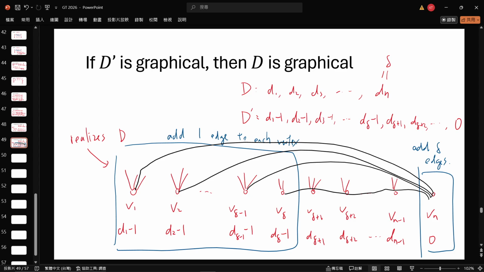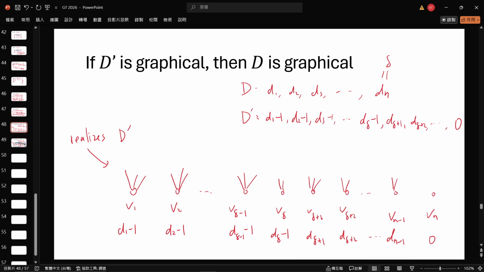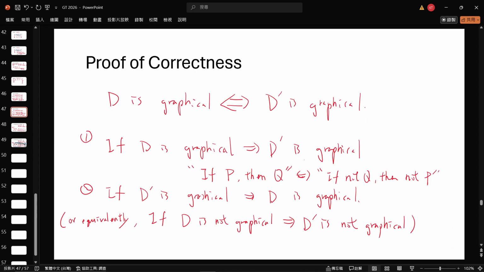So the proof is simple, okay? It's easy to show that if D prime is graphical, then the original degree sequence is graphical. And recall that this is equivalent to this, okay? So if the original degree sequence is not graphical, then the new degree sequence is not graphical, okay?